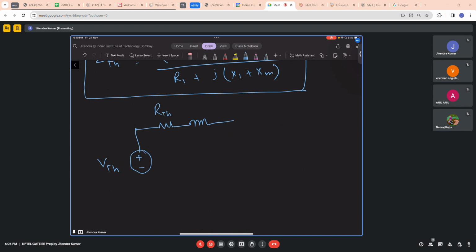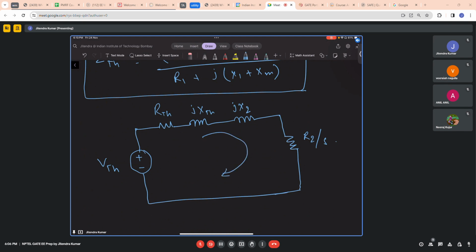RTH, JXTH, right? And JX2 was there as it is. And the rotor resistance, that is R2 by S. Okay. Now the circuit is very simple.